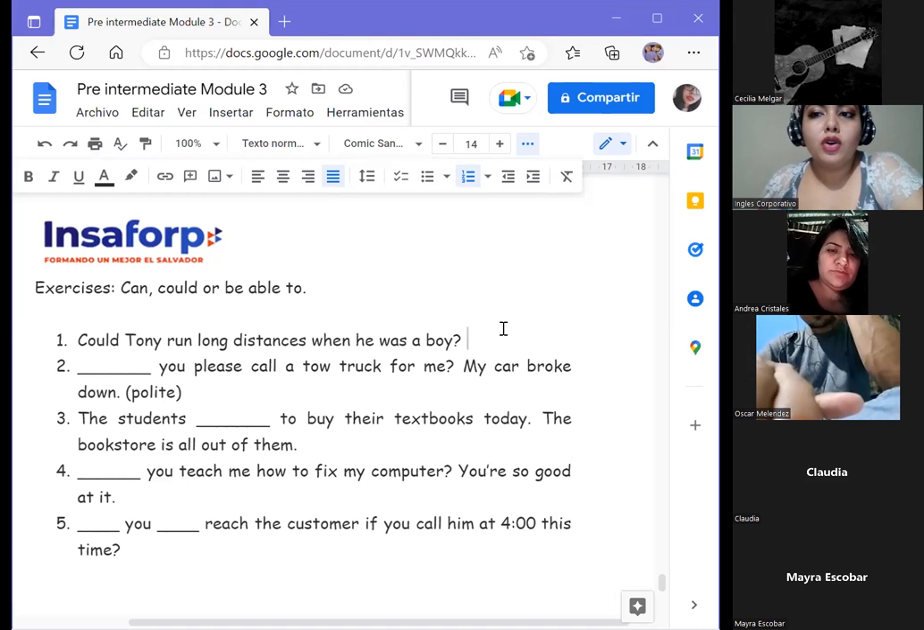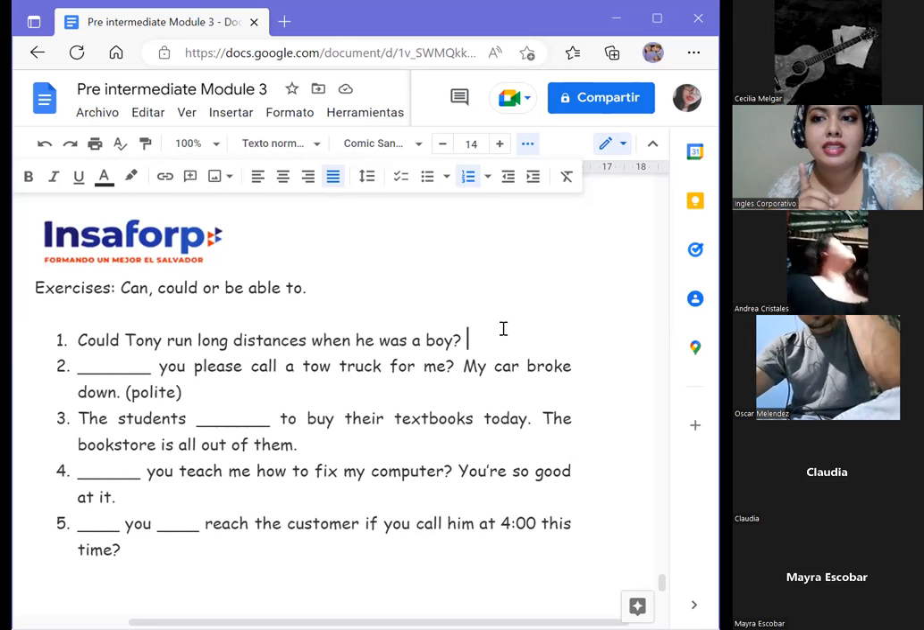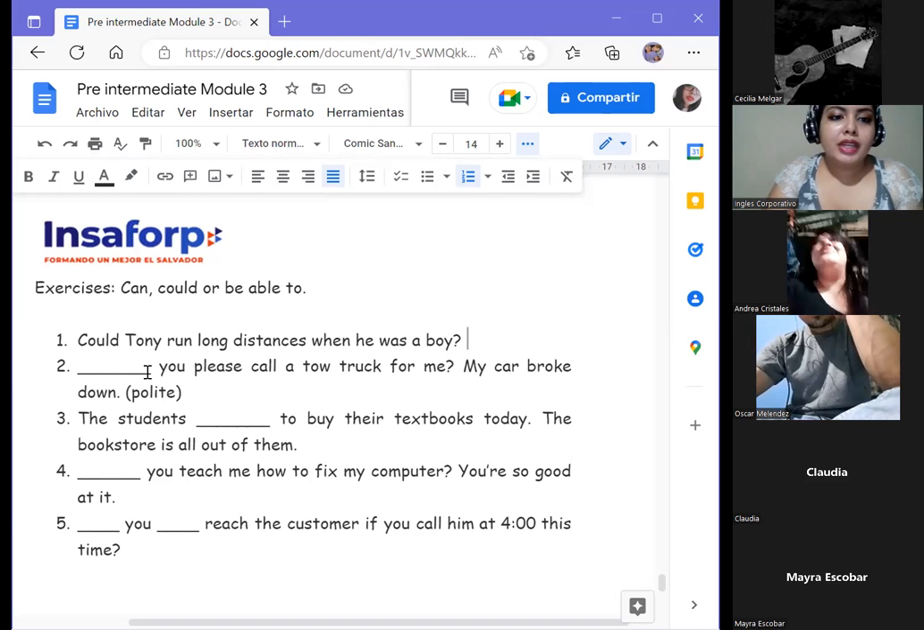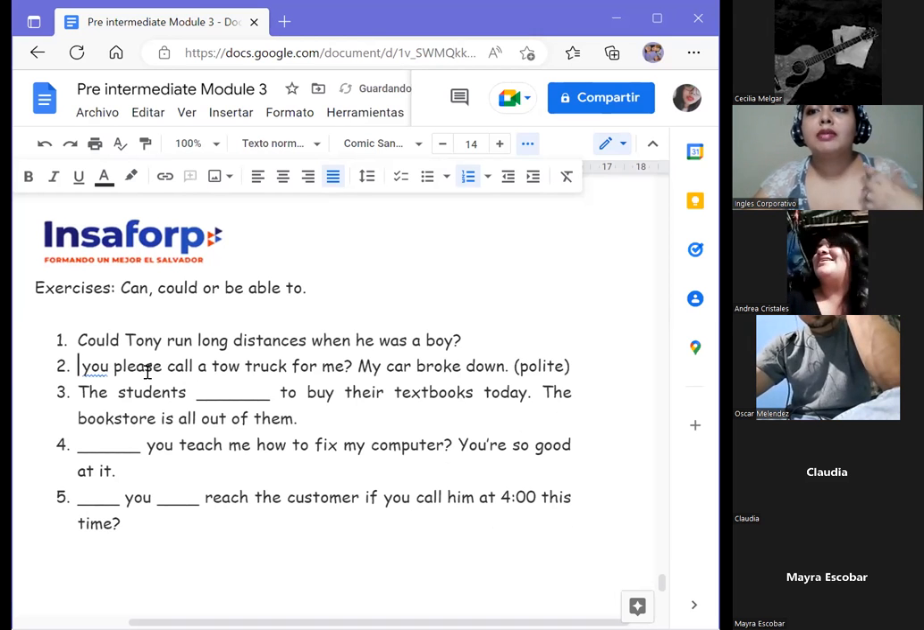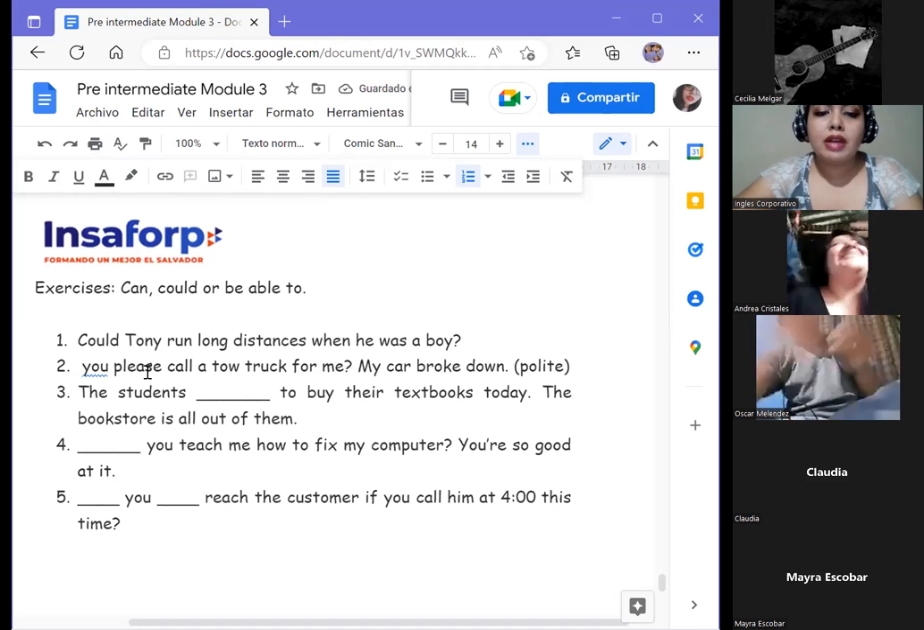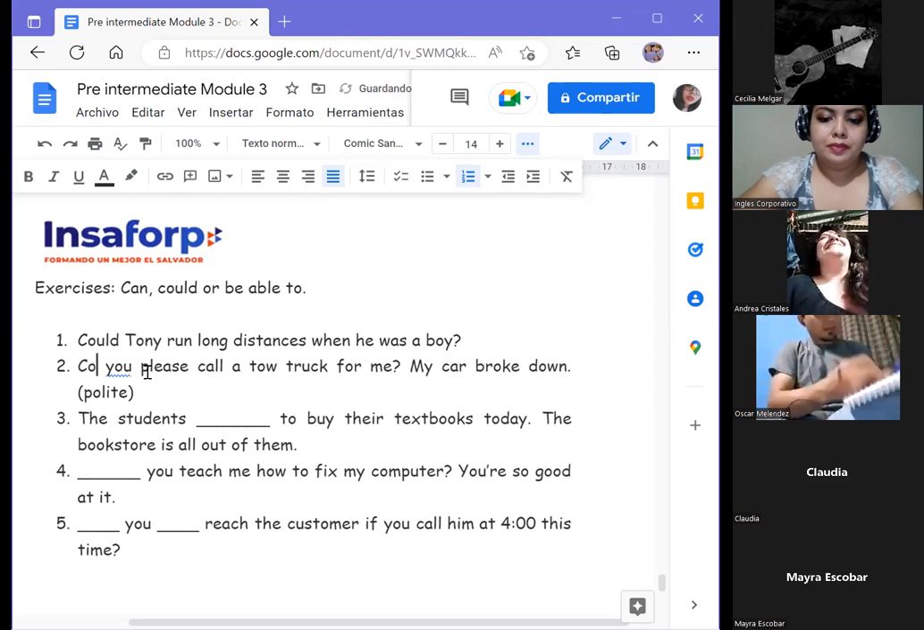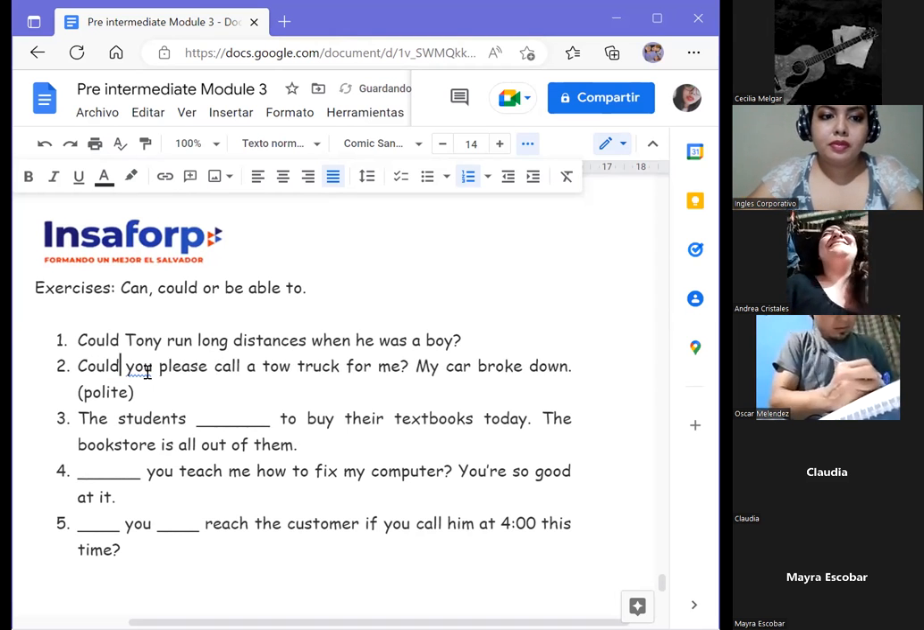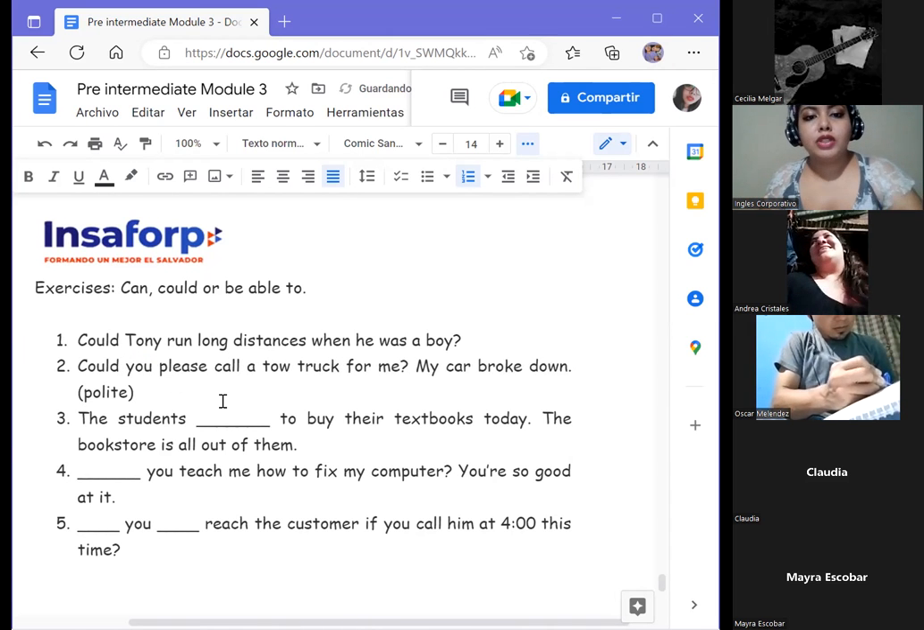In this case, can or could? Could. Can. It's polite. Remember, polite. For polite things. Could, teacher. Could. Good. Para cuando somos más serios, más formales, acuérdense que utilizamos could. Cuando es más informal, utilizamos can. Could you please call a tow truck for me?